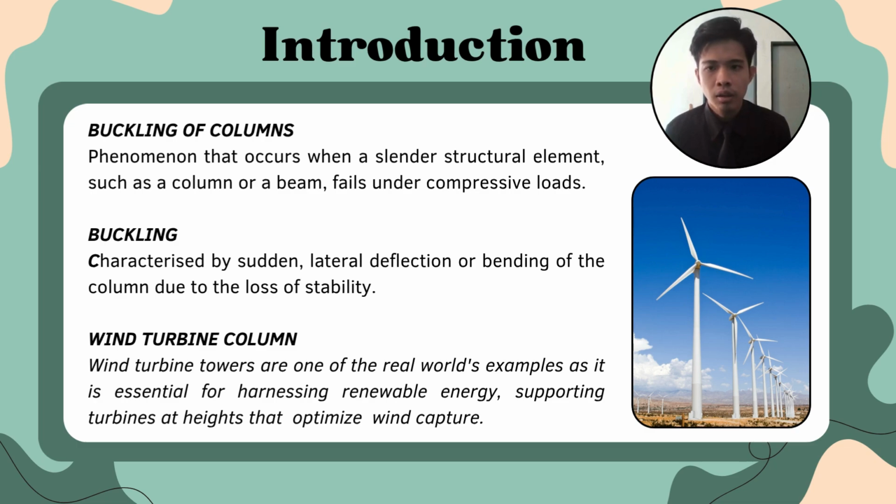The buckling of a column is a phenomenon that occurs when a slender structural element, such as a column or a beam, fails under compressive loads. Elements like steel or concrete are known for their strength. They are vulnerable to buckling when subjected to excessive compressive loads or forces.